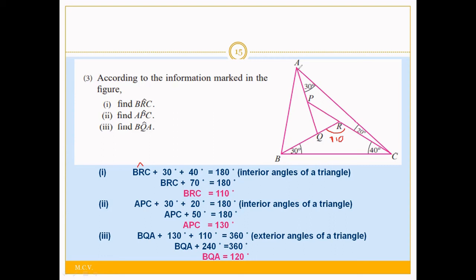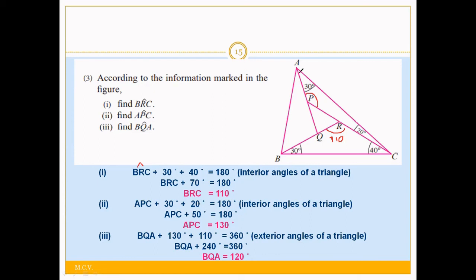Now APC, angle APC. This one. Here, consider this APC triangle. A to P, P to C, C to A. These are the sides. How to get APC angle? Three interior angles are given: APC angle, 20 degrees and 30 degrees.